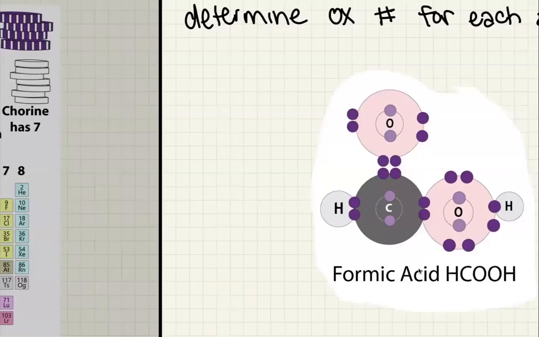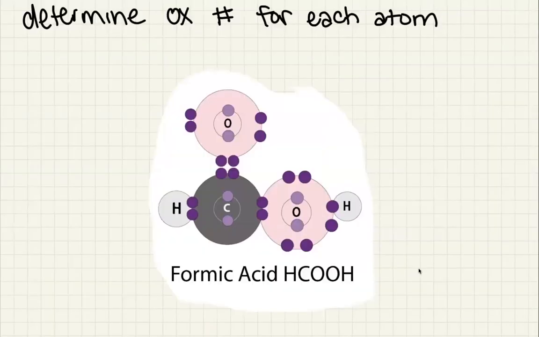So why don't you go ahead and pause the video and try this out for the molecule formic acid. Draw lines showing how the electrons would get divvied up if this were to get broken up, and then determine the formal oxidation numbers for each of the atoms. Okay, let's go ahead and do this.